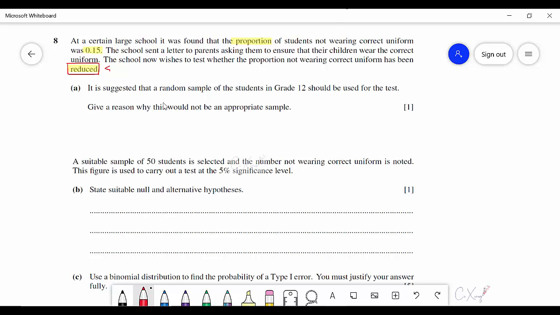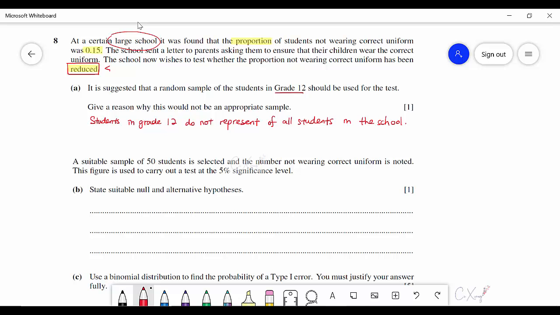Okay, so it is suggested that a random sample of the students in grade 12 should be used for the test. So give a reason why this would not be an appropriate sample. Alright, they only focus on the students from grade 12 to be taken as a sample. So very obvious that the students of grade 12 only cannot represent the whole school. Right? Okay. So you can tell them the reason. Students in grade 12 do not represent all students in the school. So to me, it is not a good random sample, right? Because it cannot represent the students from the whole school, right?